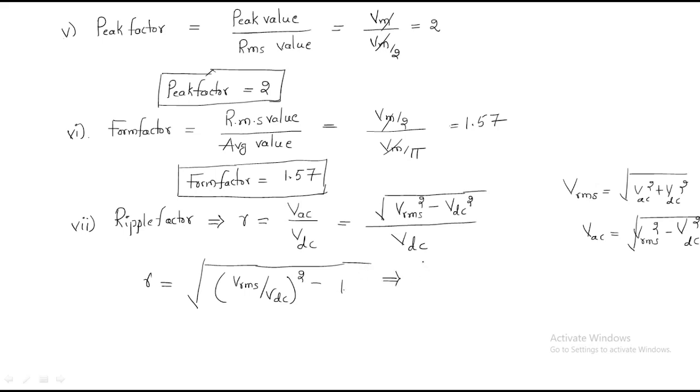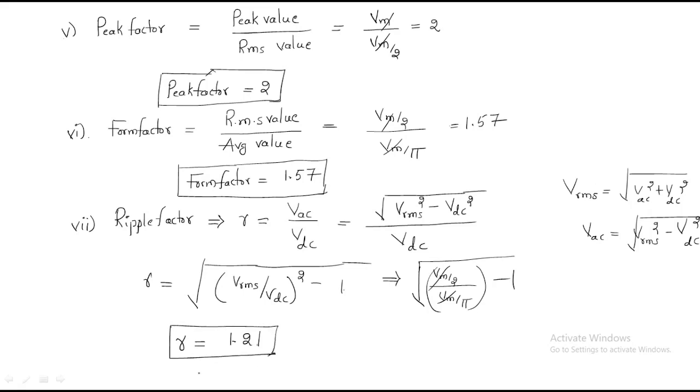You already know the Vrms and Vdc values: Vrms equal to Vm by 2 and Vdc equal to Vm by π. Substituting into the square root of (Vrms by Vdc) square minus 1, you get the ripple factor equal to 1.21. This is the ripple factor.